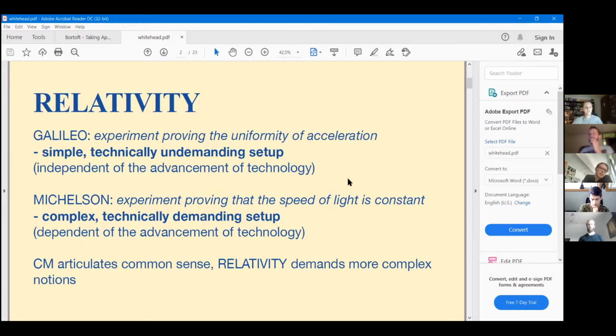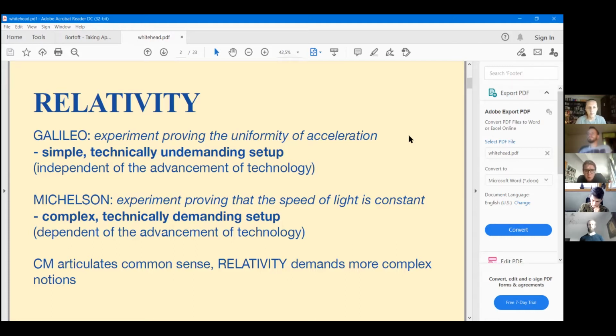Okay, so at the beginning of the chapter on relativity, he pinpoints a crucial difference between classical mechanics and relativity, which is very apparent when one compares Galileo's and Michelson-Morley experiments. Galileo's experiment, his dropping of objects from the Tower of Pisa, was very simple, not technically demanding, and thus independent of the advancement of technology. And of course, he proved the uniformity of acceleration on Earth.